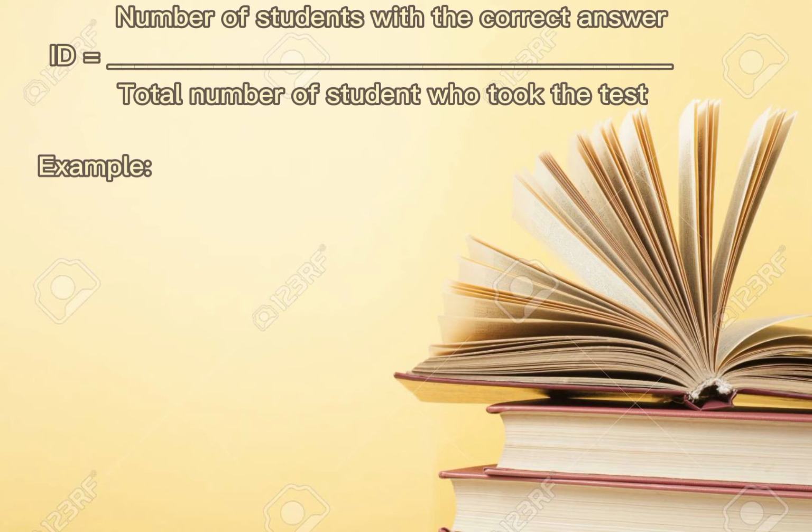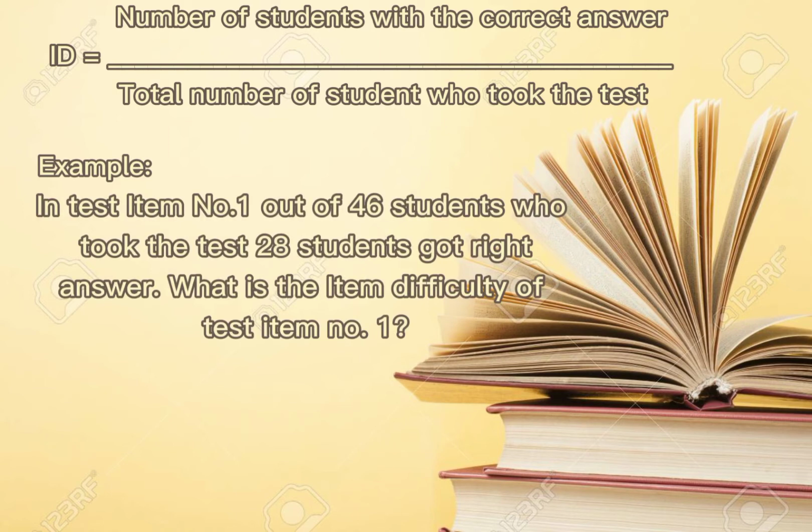For example, in test item number 1, out of 46 students who took the test, 28 students got the right answer. What is the item difficulty of test item number 1? ID is equal to 28 over 46 because there are 46 students who took the test and only 28 students got the right answer. So 28 divided by 46 is equal to 0.6086956 or 0.61.